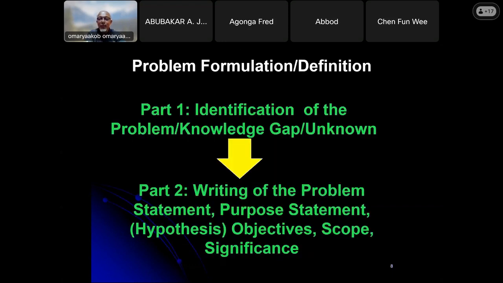So that's why problem formulation is the identification of the problem, the knowledge gap, or the unknown. This is part 1 that we are going to do here. And then later, you need to write the problem statement, purpose statement, objective, scope, significance. All this will be covered in this module.